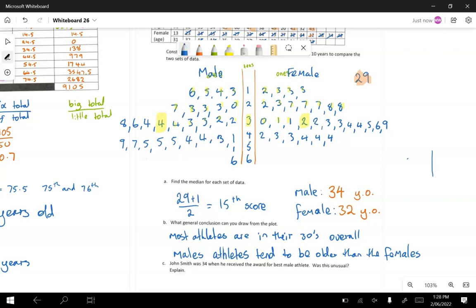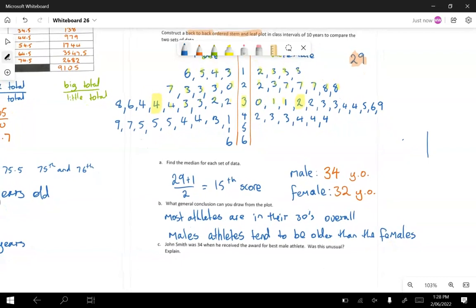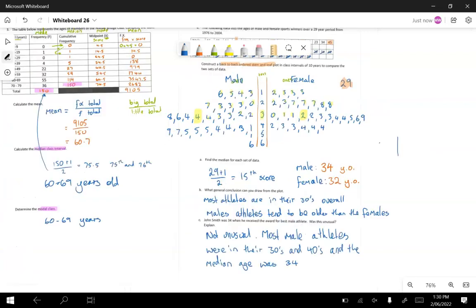All right, and then last question. John Smith was 34 when he received the award for Best Male Athlete. Was this unusual? I'll pause. So was it unusual that John Smith at 34 received an award? No, definitely not. A lot of the male athletes were in their 30s and 40s, and the median age was actually 34. So he is exactly what we would expect in central tendency.